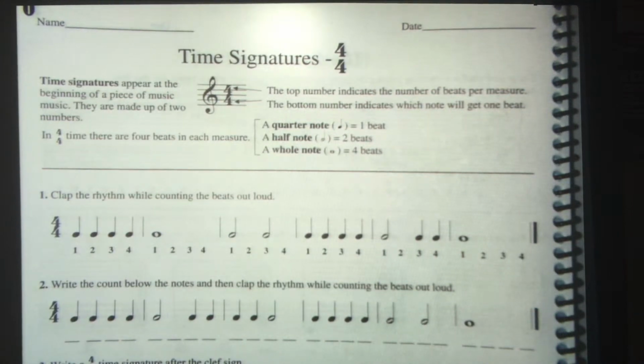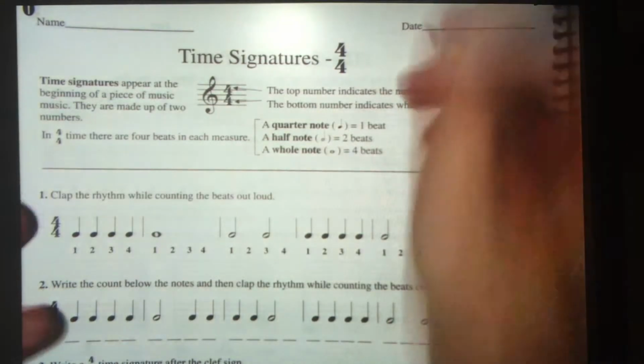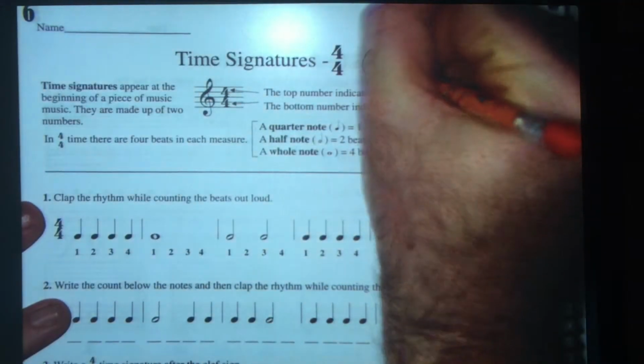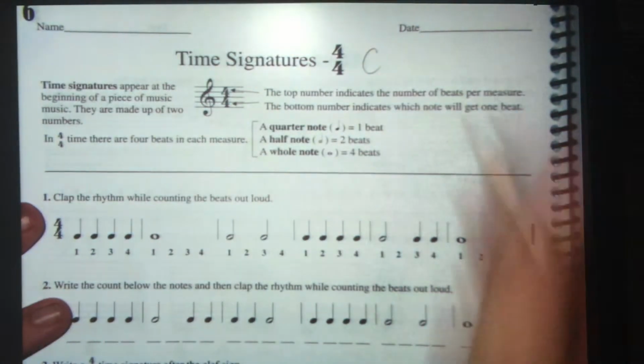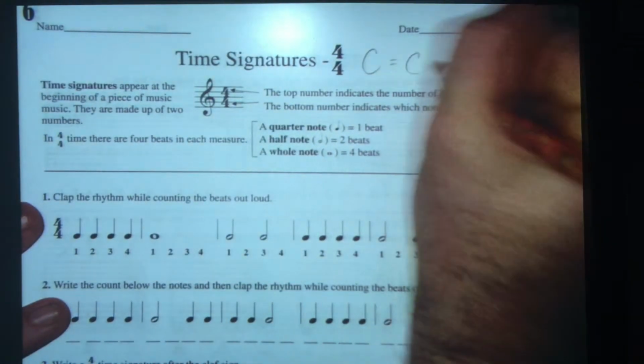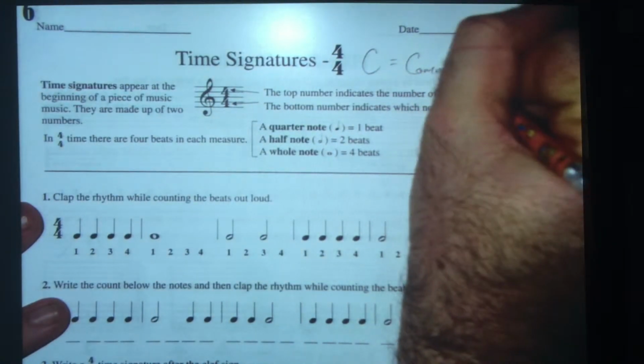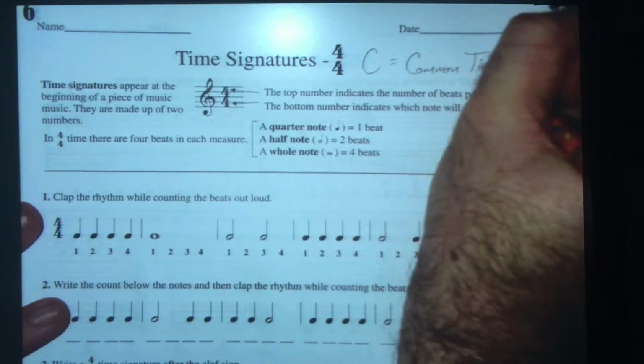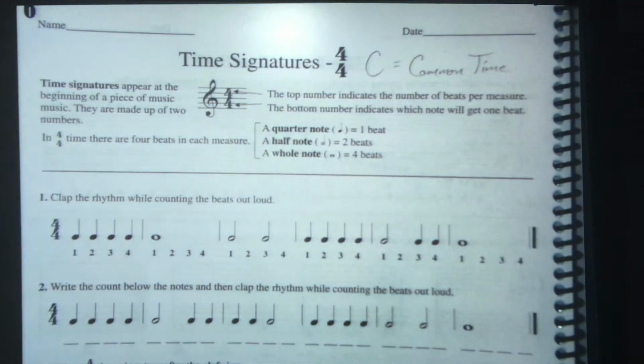Today we're going to learn about the 4/4 time signature, also known as C. You'll sometimes see this, which means common time. So if you're playing your band music and you see a C there, that means the same thing as 4/4. They do that because it is so common, it just happens all the time.